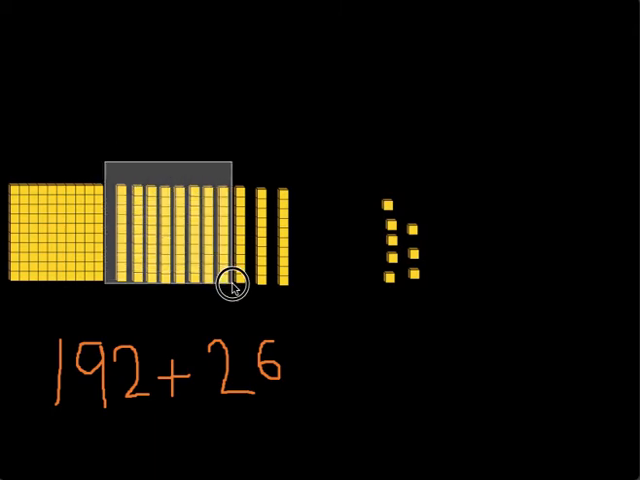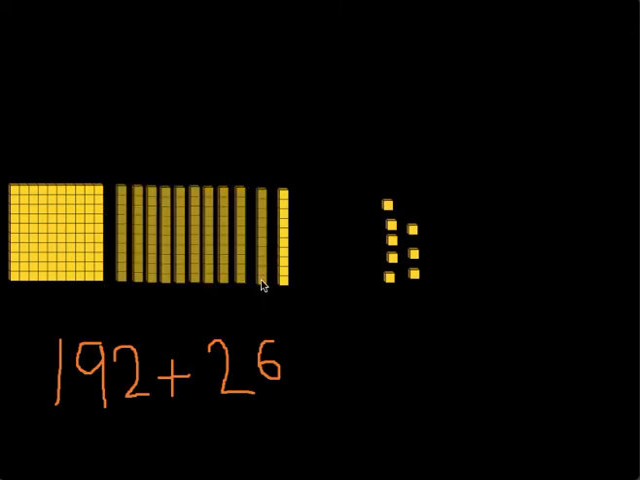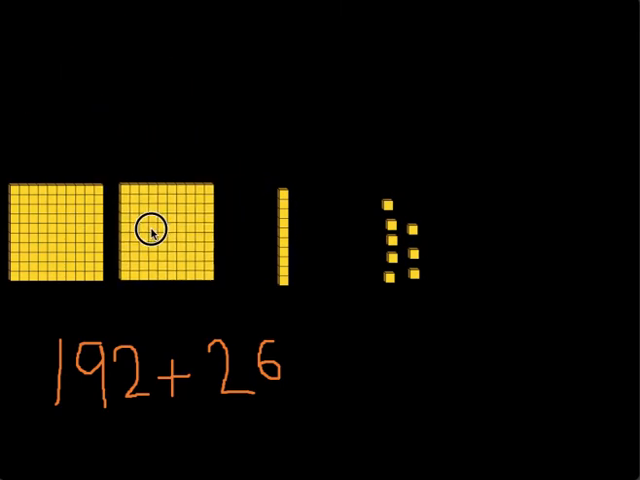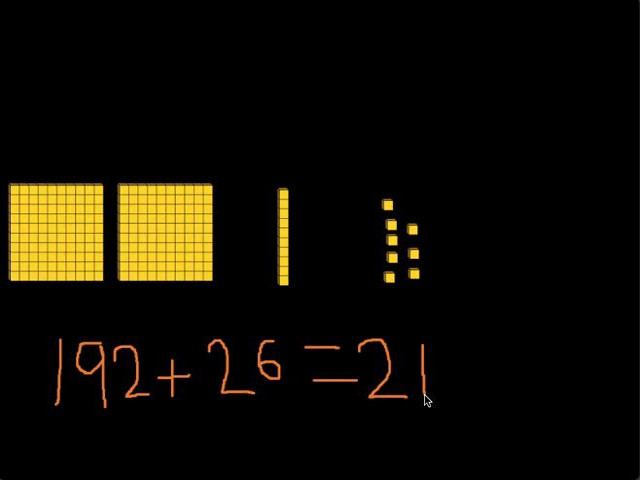What was the magic number before we decided we need to regroup? 10. So watch this. I can take my 10 tens, boop, and it lets me trade it for a 100. Now can we see the answer to 192 plus 26 in a snap? We sure can. I have 2 hundreds, 1 ten, and 8 ones. 218 is our answer. And that was so much easier to figure out once you found your group of 10 tens.